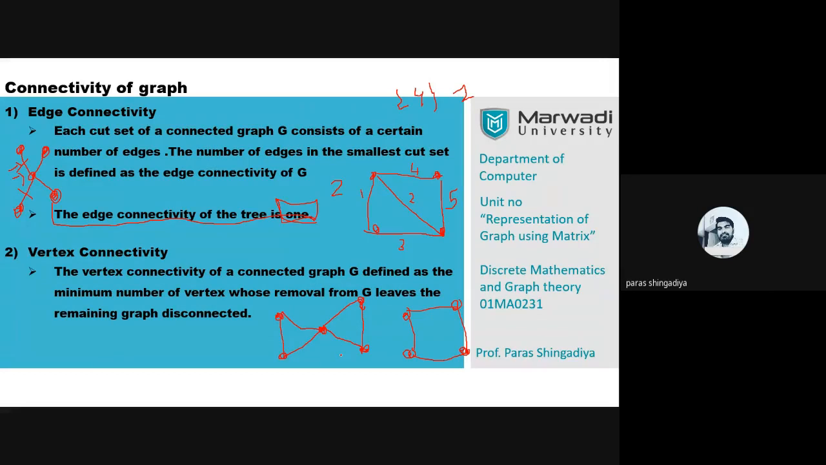So now think for vertex: what is the minimum number of vertices deleted from the graph which makes the graph disconnected? Let us say the vertices are A, B, C, D, and E. If I delete vertex A, the graph is still connected. There are no two partitions you can find, because A is removed from graph G, and the remaining subgraph is still connected.